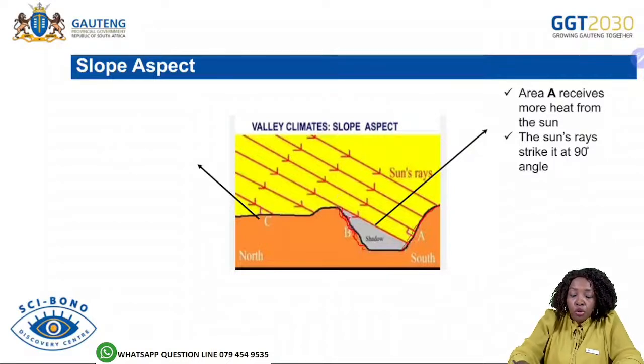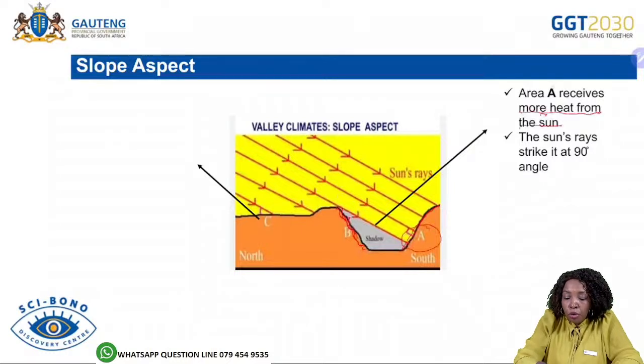All right. So area A, which is this area that I am referring to, receives more heat from the sun. So which area is that? Area A. When you look at the intensity of the sun's rays that is striking onto area A, it is more. The red arrows that you see here are the ones that are illustrating this point that I am referring to.